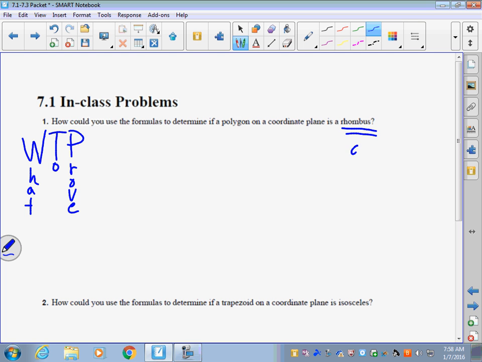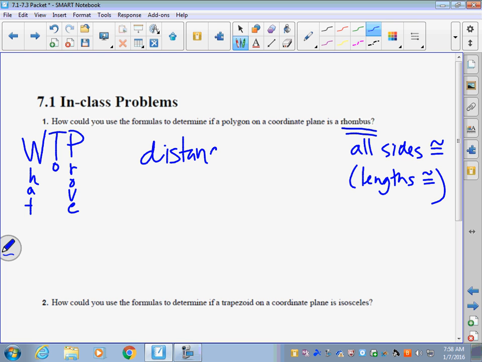Well, for a rhombus, you need to know that all sides are congruent. If you have all sides that are congruent and it's a quadrilateral, then it's going to be a rhombus. So what do you need to prove? You need to prove the lengths are congruent. So on a problem like this, whenever it's dealing with lengths being congruent or determining the lengths, you use the distance formula. They ask what formula, you're going to use the distance formula. Or you can use the Pythagorean theorem. We'll talk about that. That's a shortcut.